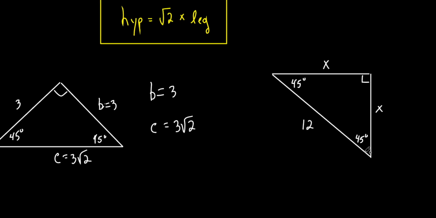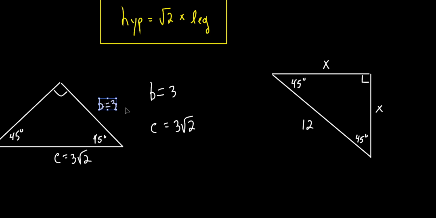Now, listen to me carefully. If you know the leg, how do you find the hypotenuse? You multiply it by the square root of 2, okay? If you know the leg. What if you knew the hypotenuse? How do you find the leg? You divide it by the square root of 2. Everybody see that? So pretend, we'll get to this one in a second.